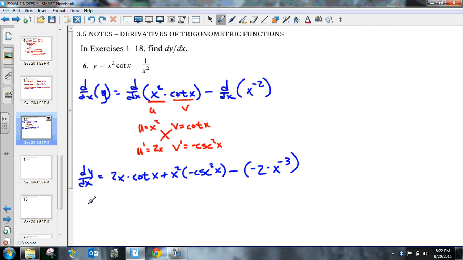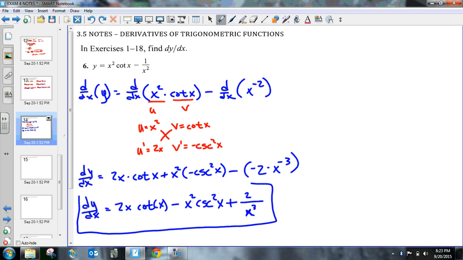All right, so let's simplify this a little bit. Let's get dy dx over here. So we've got 2x cotangent of x minus x squared cosecant squared of x, and then plus 2 over x cubed. Okay, so we could probably simplify this more. I just want to go through the steps on how to break down these problems where I see that I have the product rule or the quotient rule, where I can use the power rule, how to rewrite things, and all that. So let's go ahead and move on to the next problem.